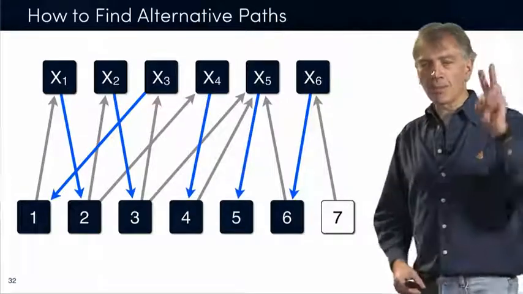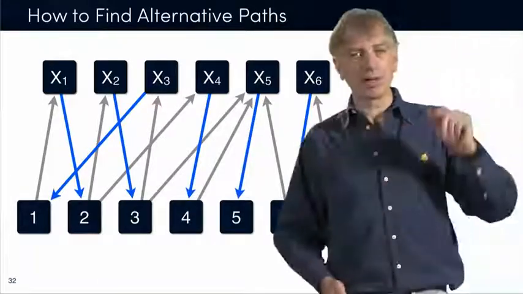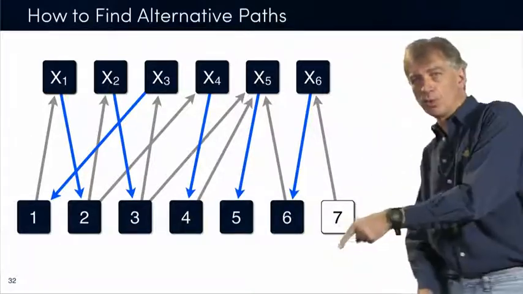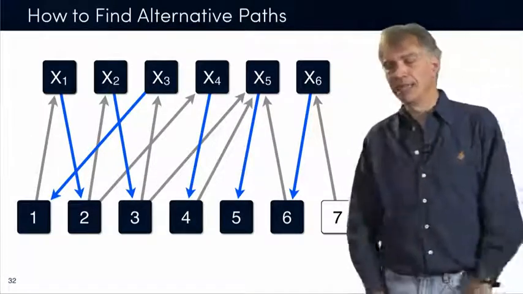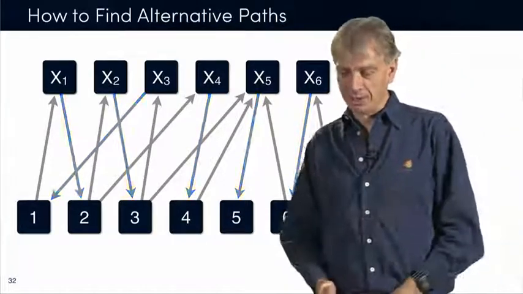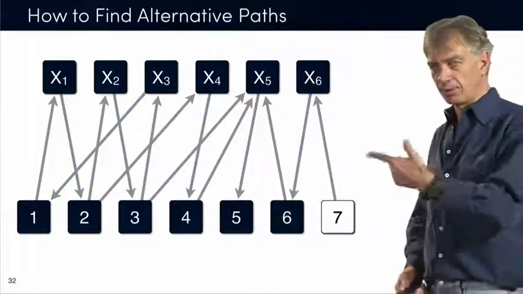Okay, so remember we need to do a couple of things. We have to find the even alternating path, starting at the free vertex. We have only one free vertex in this particular case, and then we have to find the even alternating cycle. Okay, so we're going to do that, one step at a time, using this graph.